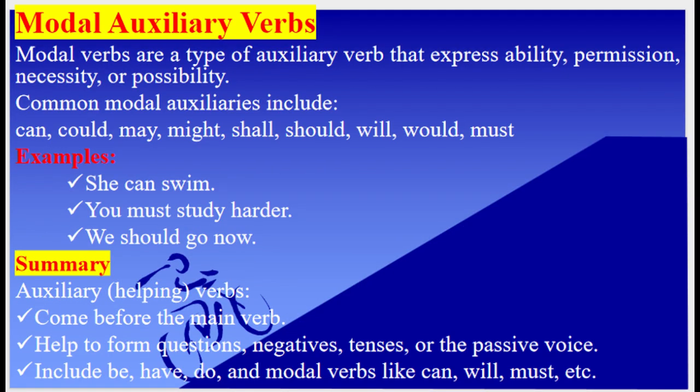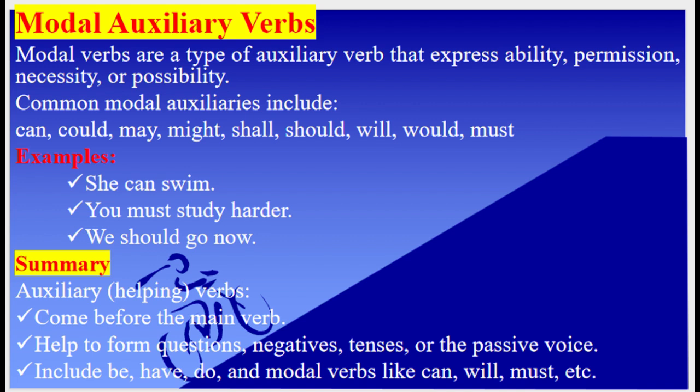Modal auxiliary verbs. Modal verbs are a type of auxiliary verb that express ability, permission, necessity, or possibility. Common modal auxiliaries include can, could, may, might, shall, should, will, would, must. Examples: she can swim. You must study harder. We should go now.